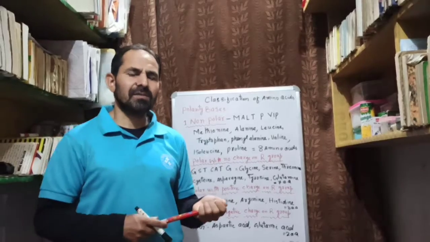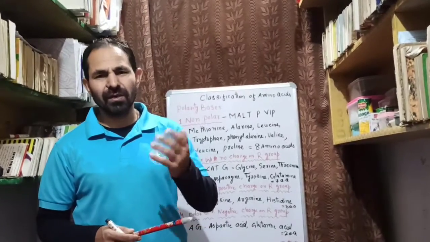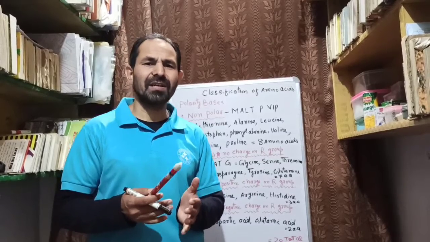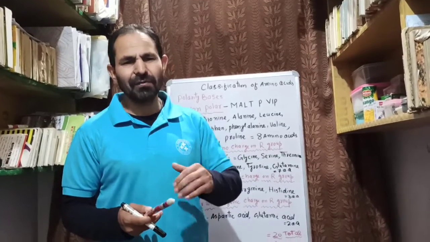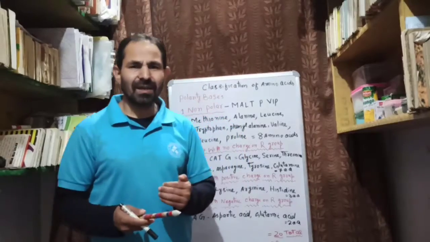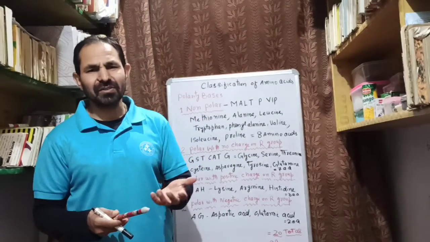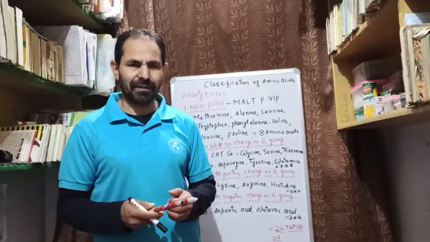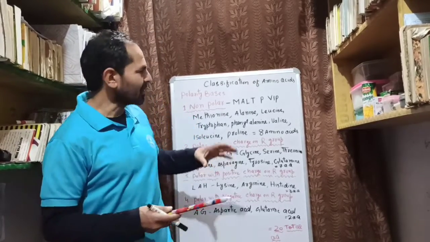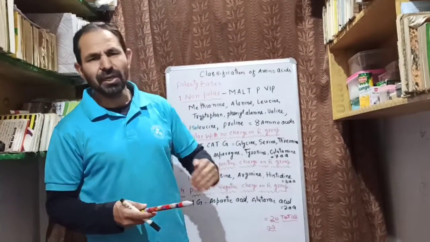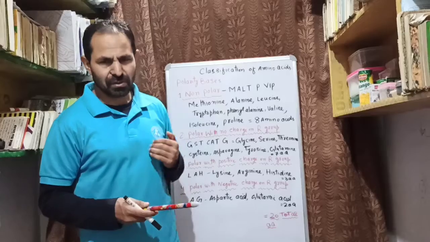In the previous classes, we have seen how we can classify the amino acids by using that tricky formula. And today we'll see one more tricky formula, how we can remember the amino acids when we classify them on the basis of polarity. So these amino acids we can classify on the basis of polarity into four major groups.